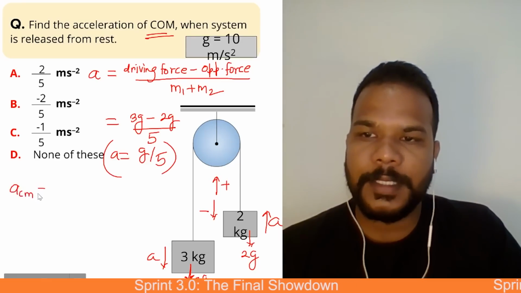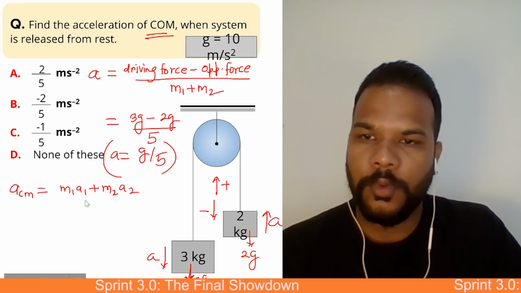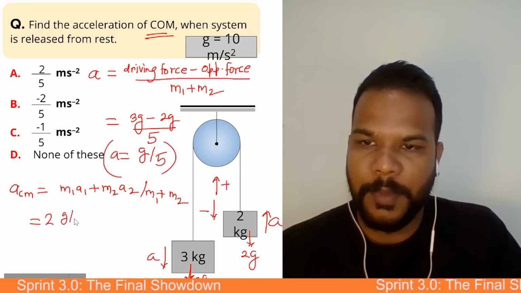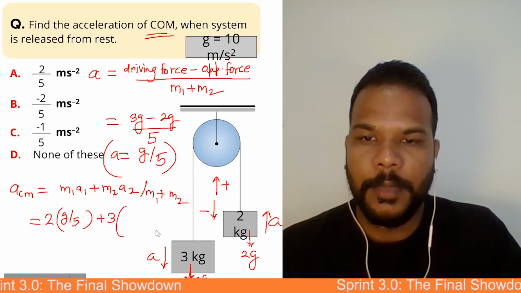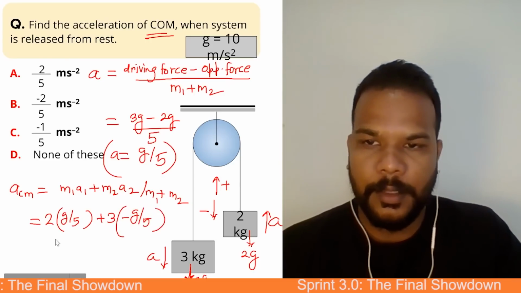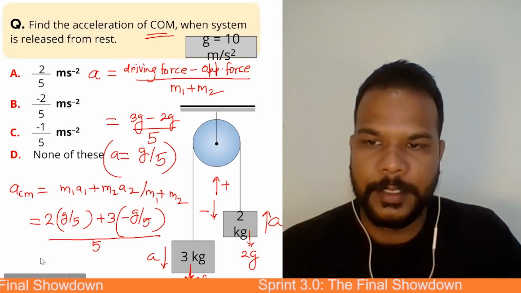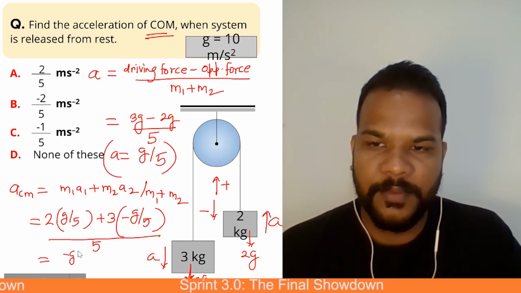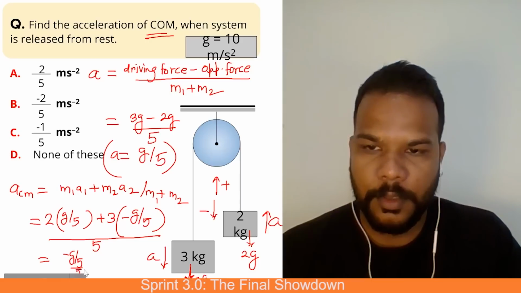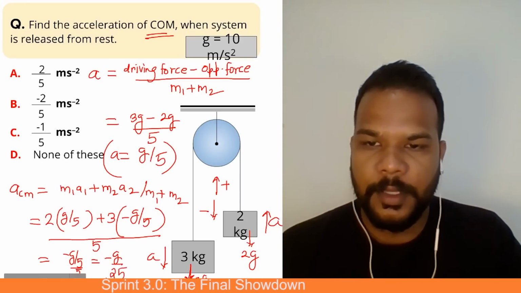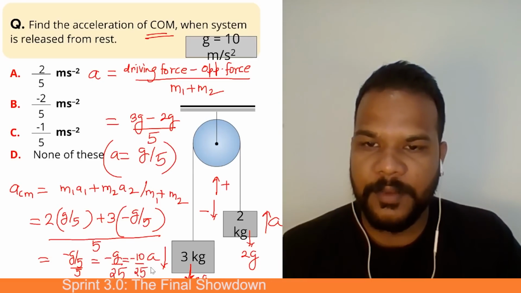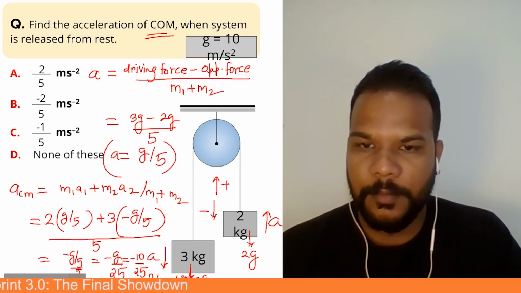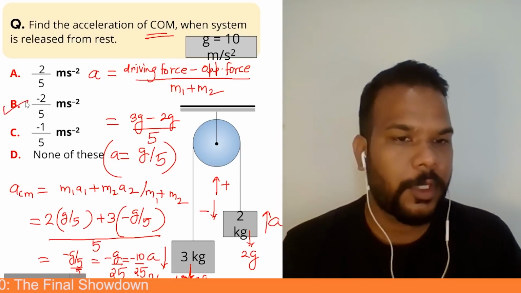So when we write acceleration of center of mass, we do (m1 a1 plus m2 a2) divided by (m1 plus m2). Okay, so the first mass, say that is 2 kg, its acceleration is g by 5. The second mass is 3, but its acceleration is downward, so we have to write minus g by 5. And the total mass divided is 5. Okay guys, so this is 2g by 5 minus 3g by 5, so that gives you minus g by 5, divided by 5. Okay, that means minus g by 25, and putting 10 in place of g, minus 10 by 25 is what we are getting, which gives you minus 2 by 5 meter per second square, because the bigger mass is going down. So B for beautiful corona is the correct answer.